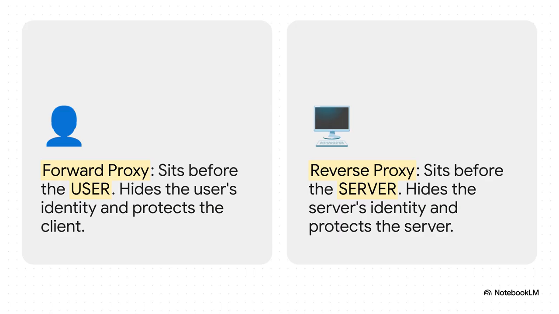A forward proxy, something like a VPN, sits in front of you, the user. Its job is to hide your identity. It protects the client. A reverse proxy, on the other hand, sits in front of the server. Its job is to hide the server's identity. It protects the server. So see, one protects the user, the other protects the website. It's really all about perspective.